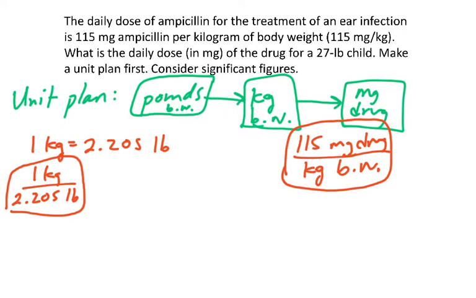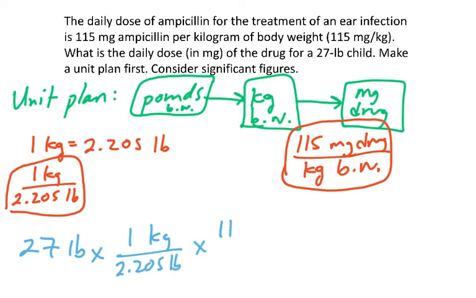So we always start with the known measured quantity, which is 27 pounds, and then multiply by our conversion factors. 1 kilogram over 2.205 pounds times 115 milligrams of drug per kilogram. Pounds divided by pounds, kilograms divided by kilograms, and we're left with milligrams.